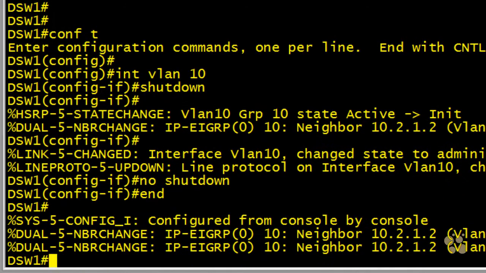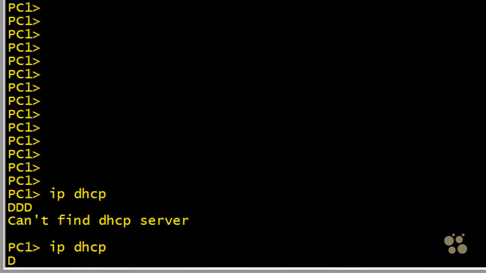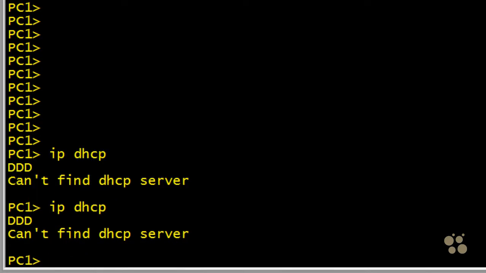Let's go back to PC1. And here on PC1, let's do the IP DHCP again. And it's got the same result. So it's got nothing to do with some kind of anomaly with the VLAN 10 interface. Let's look at our topology and make some decisions about what this possibly could be.